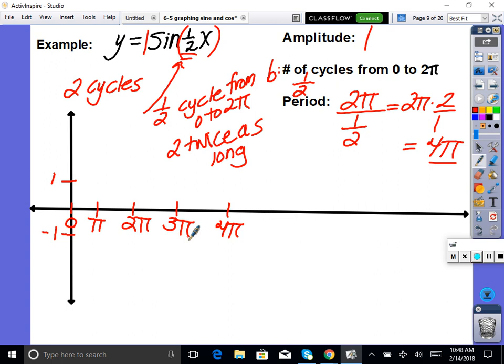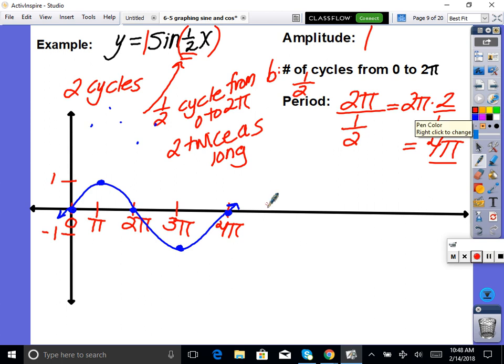Why does that create one full cycle? Because the cycle for sine is 0, max, 0, min, 0. Here we go. Let's plot those points. 0, max, 0, min, 0. We've just graphed one cycle for sine. Not that hard, right? Now let's graph our second cycle here.